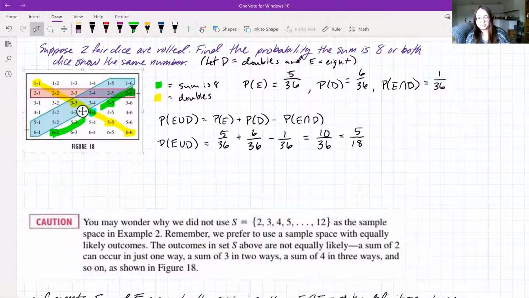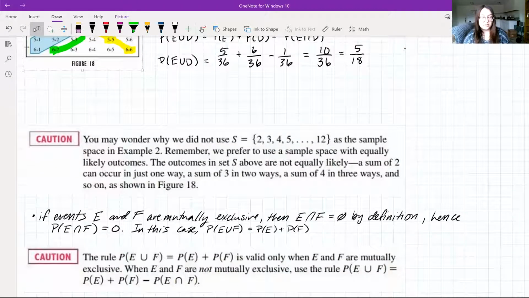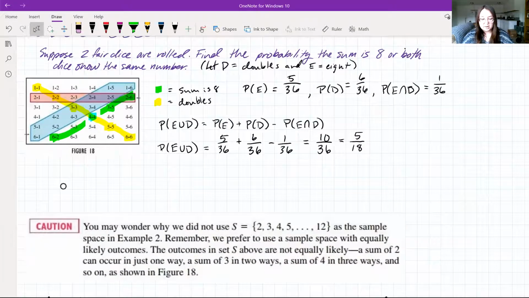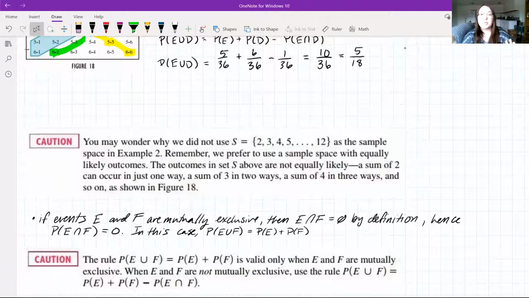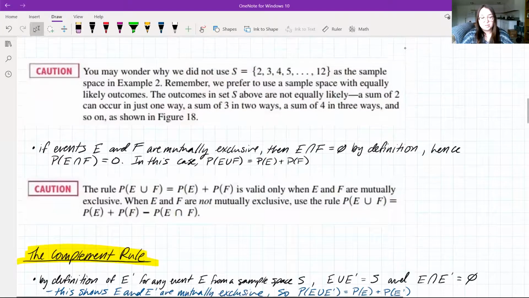All right. So a word of caution. You may wonder why we did not use the set of 2 through 12 as the sample space in example 1. Remember, we prefer to use a sample space with equally likely outcomes. So the outcomes in set S above are not equally likely. A sum of 2 can occur in just one way, the sum of 3 in 2 ways, the sum of 4 in 3 ways, and so on, as shown in the figure. So we couldn't use the sample space of 2 through 12. Our sample space had to be 1 through 36.